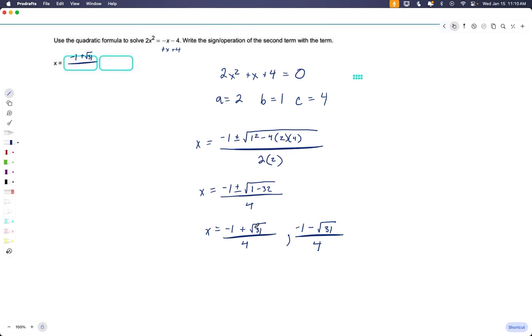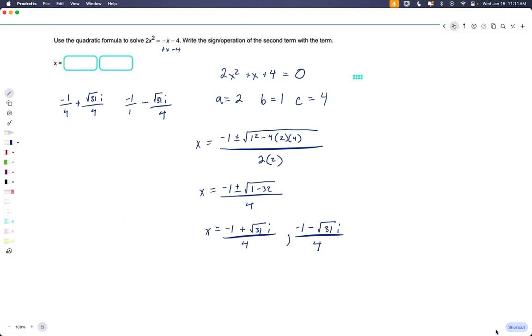And actually that's negative. And so because it's negative, that would be I, and this would be I. So because it is an I, we reformat that. That's going to be negative 1 over 4 plus square root of 31I over 4, and then negative 1 over 4 minus square root of 31I over 4. That's going to be your two answers.